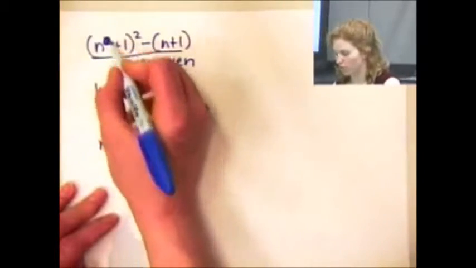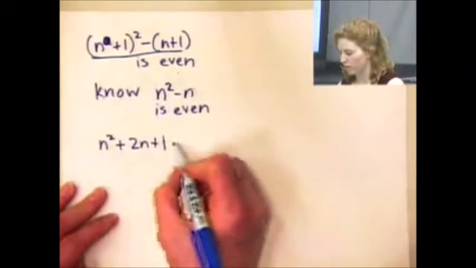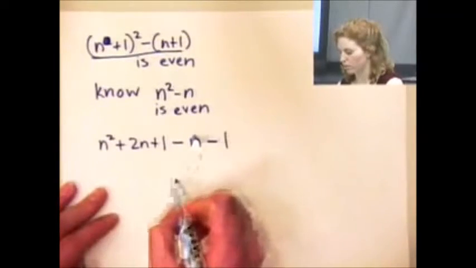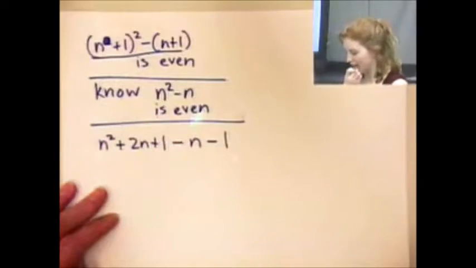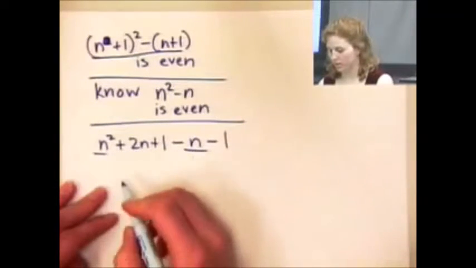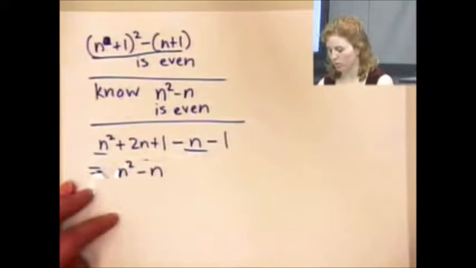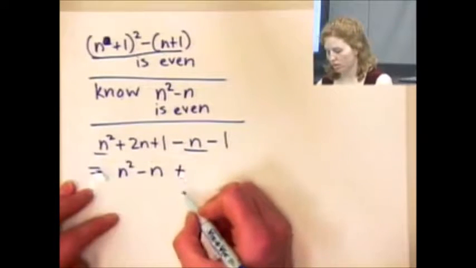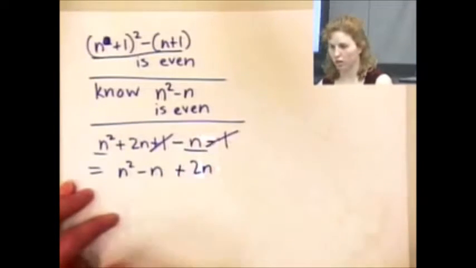Sorry, I put a squared in the wrong place. That was n plus 1 quantity squared. So that's n squared plus 2n plus 1 minus n minus 1, which is equal to the statement I'm trying to prove, is even. I can get an n squared and a minus n, and let's group all those up at the front. So that's equal to n squared minus n plus 2n, and the plus 1 and minus 1 cancel.